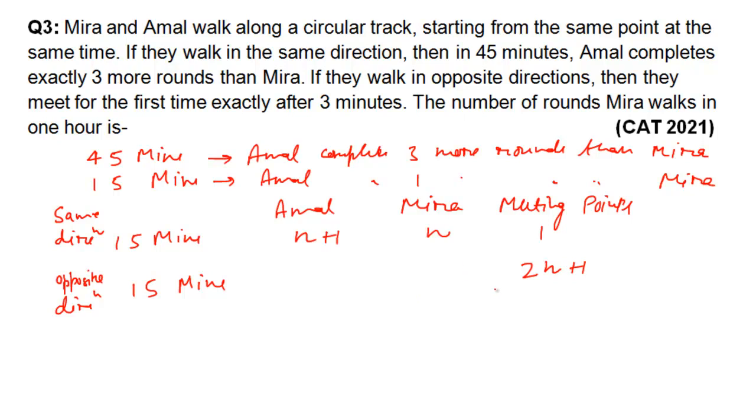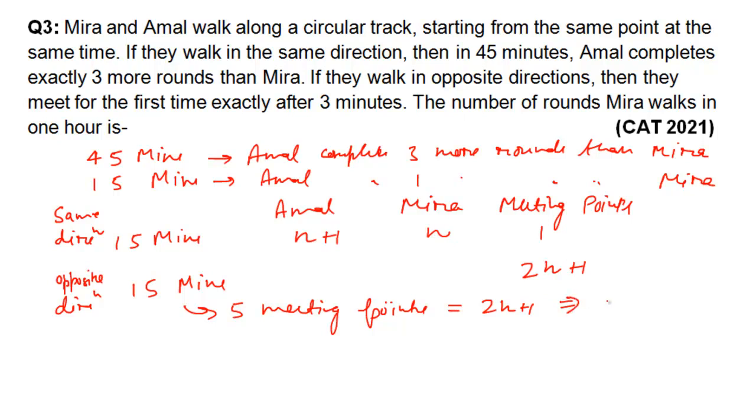And it is given that if they walk in opposite directions, then they meet for the first time exactly after 3 minutes. So that means when they are moving in opposite directions, they meet in 3 minutes. So one meeting point is reached in 3 minutes. So in 15 minutes, 5 meeting points will be reached. So 5 meeting points is equal to 2n plus 1, that we have seen.